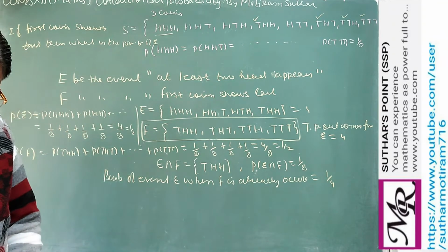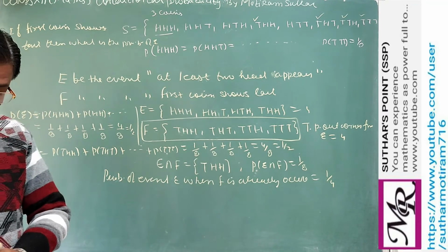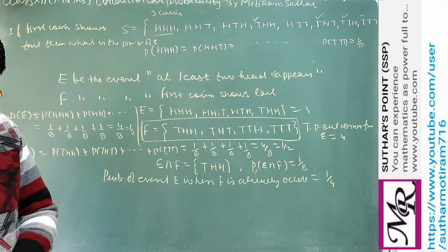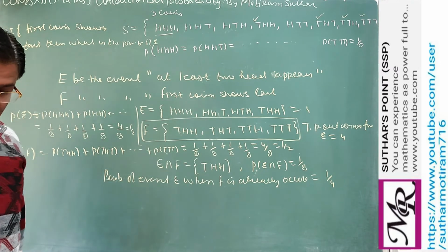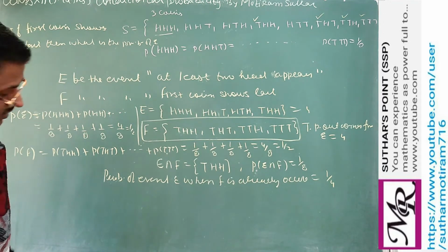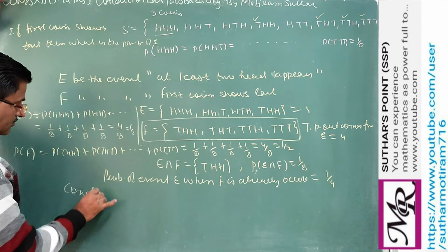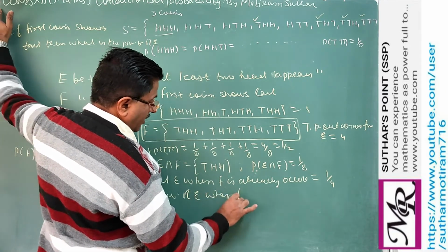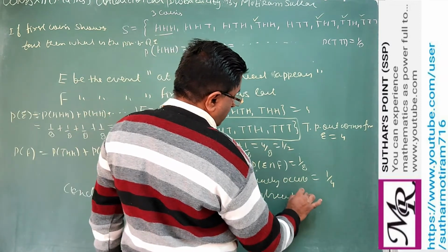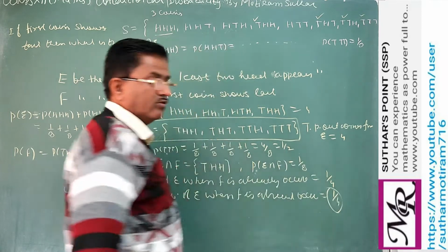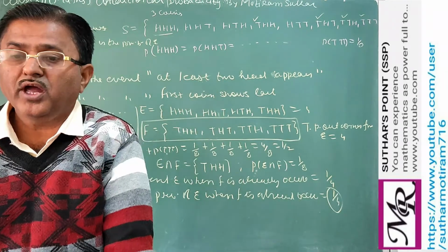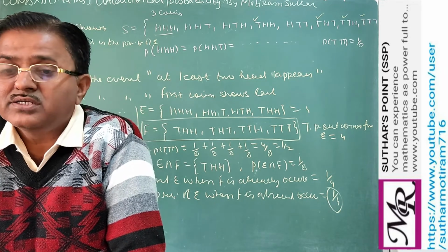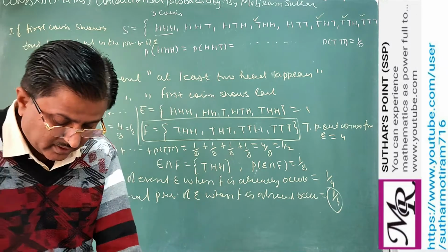Clear? So the additional information restricts the sample space to the outcomes of F only. So the probability of E given that event F occurs is 1 by 4. This is called the conditional probability of E, the conditional probability of E when F has already occurred, which is 1 by 4. So what is the meaning of conditional probability? When one event has already happened, what is the probability of happening of the second event? That is known as conditional probability.